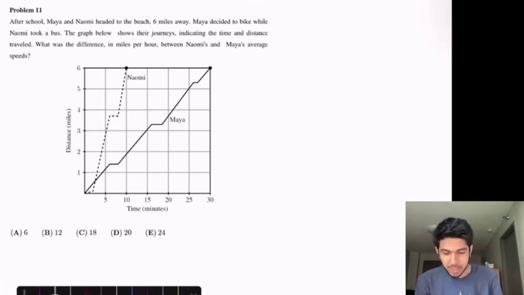After school, Maya and Naomi headed to the beach 6 miles away. Maya decided to bike, while Naomi took a bus. The graph below shows their journeys, indicating the time and distance traveled. What was the difference in miles per hour between Naomi's and Maya's average speeds?